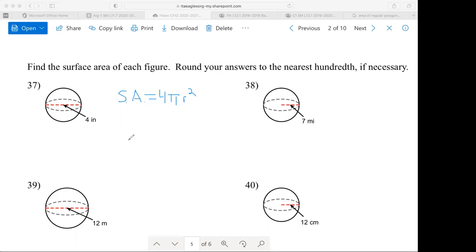I gave you 4 of these, I probably should only give you 2 of them. The only way you can mess this up is if you use the diameter instead of the radius. So the diameter on number 37 is 4, so therefore the radius is 2. So you get 4 times 2 squared. 2 squared is 4. So we get 16.